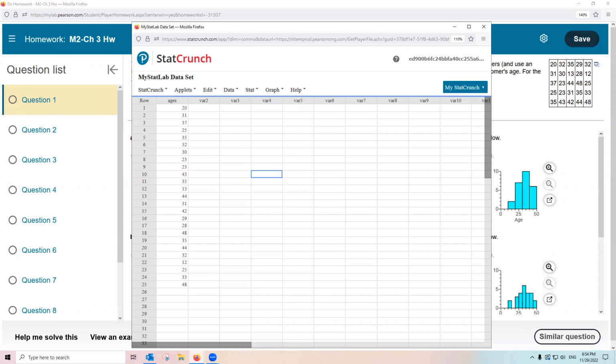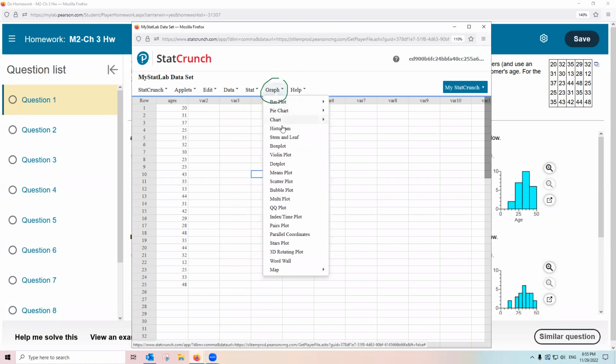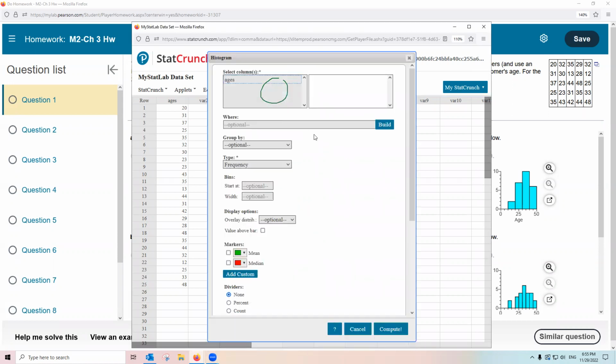All right, so I want to generate a histogram. Well, anytime you want to generate a graph in StatCrunch, you go to this graph menu. So if I click on this graph menu, you're going to notice there's many graphs available, one of which is a histogram. So I'm going to pick histogram. And now what StatCrunch needs to know is what column do you want to create the histogram from? Well, I call the column ages, so I'm going to click my mouse right here where it says ages. And when I do that, it copies the column name over here to the right to tell me it's selected.